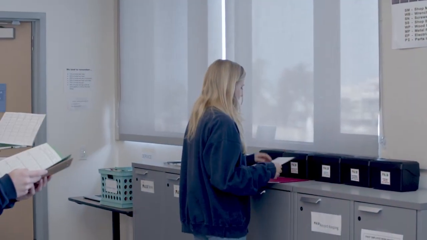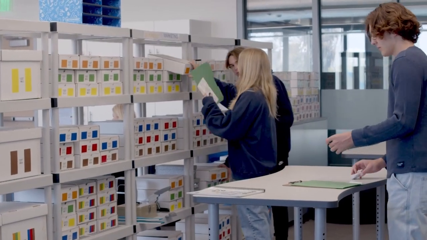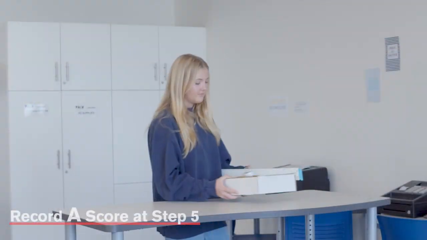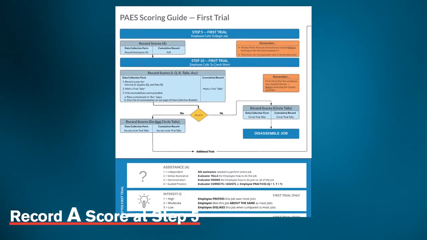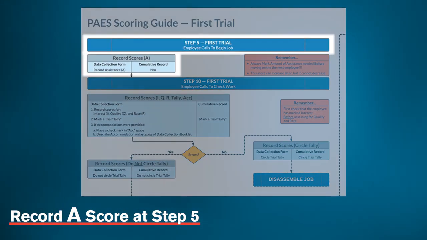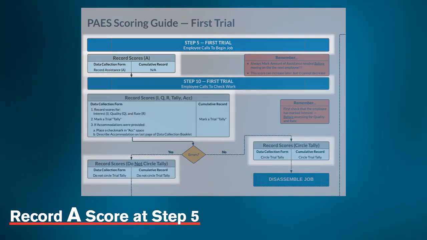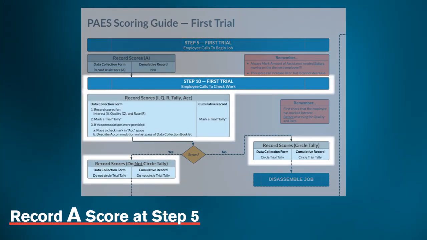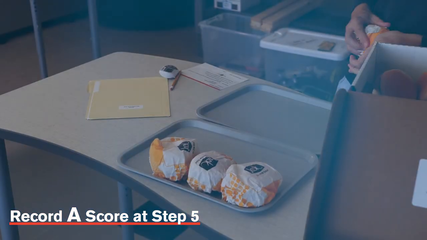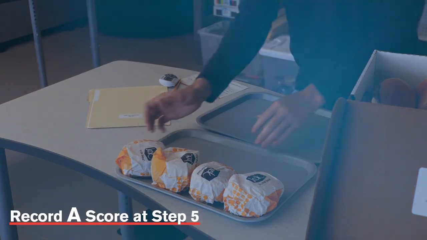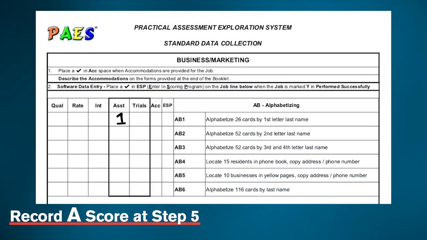Now, let's look at scoring in the context of the lab procedure you learned previously. When an employee calls you over during Step 5 of the work procedure, the only score you will record is assistance. The remaining scores will be recorded at Step 10 of the employee work procedure after the employee has finished attempting the job. If the employee doesn't need any assistance, assign an assistance score of 1. Trials and other scores are not recorded at this time.